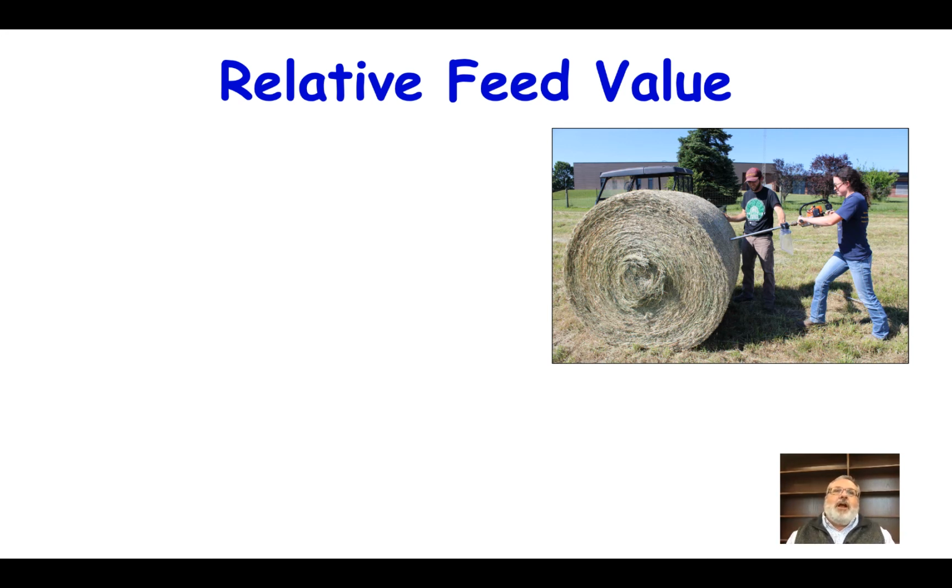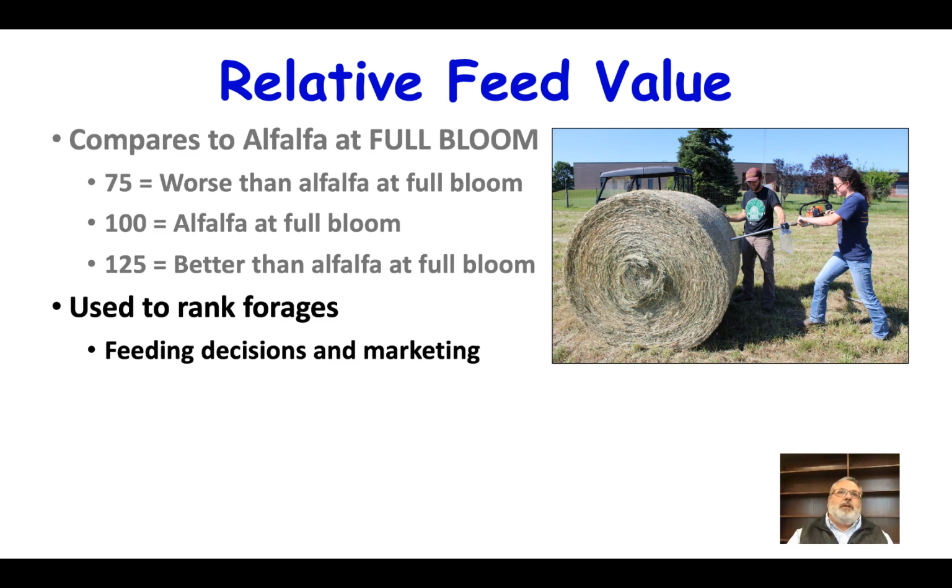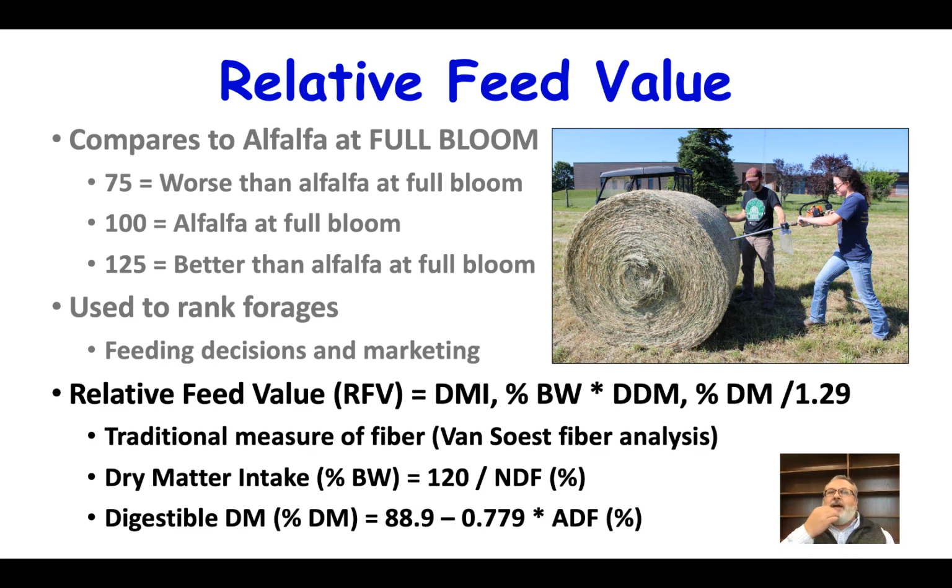Okay, let's talk about relative comparisons for forage quality. There are two that we're going to look at: relative feed value and relative forage quality. Relative feed value has been used for a long time, and it compares forages to alfalfa at full bloom. So if it's 100, that means it's the same quality as alfalfa at full bloom. If it's higher, it means it's better than alfalfa at full bloom. If it's lower, it means it's worse. We can use this to rank forages, make feeding decisions, and market forages. And this is how it's calculated.